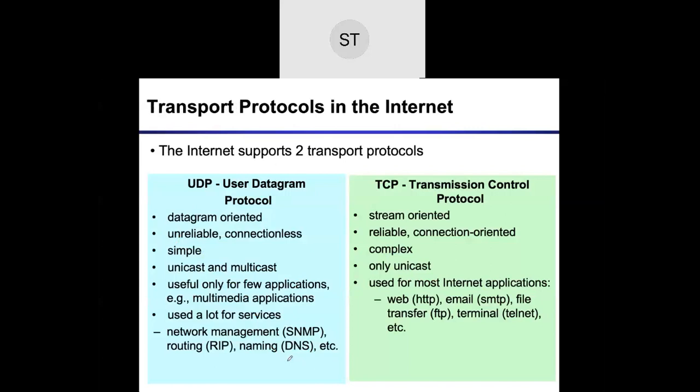Now here what you can see is the comparison of these two protocols. One is UDP, User Datagram Protocol. Another is called TCP, Transmission Control Protocol. So UDP is datagram oriented, and datagram is completely connectionless. TCP is stream oriented. UDP is a connectionless and unreliable service. TCP is a connection oriented and reliable service.